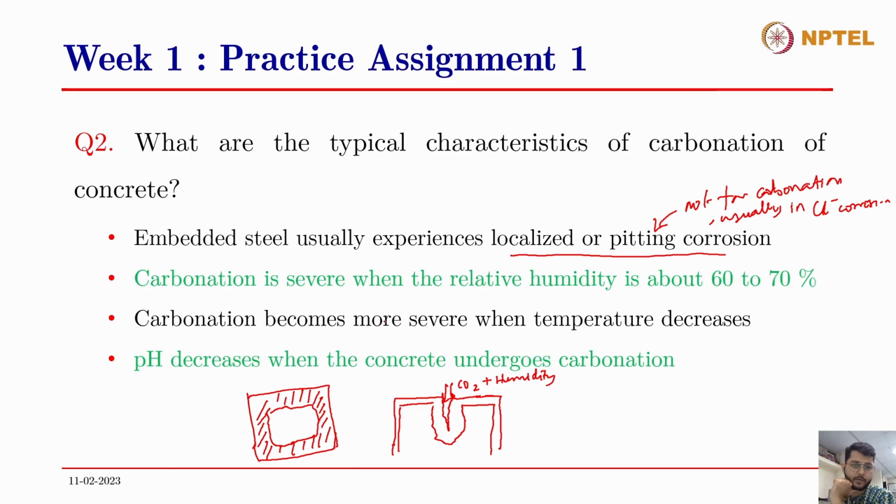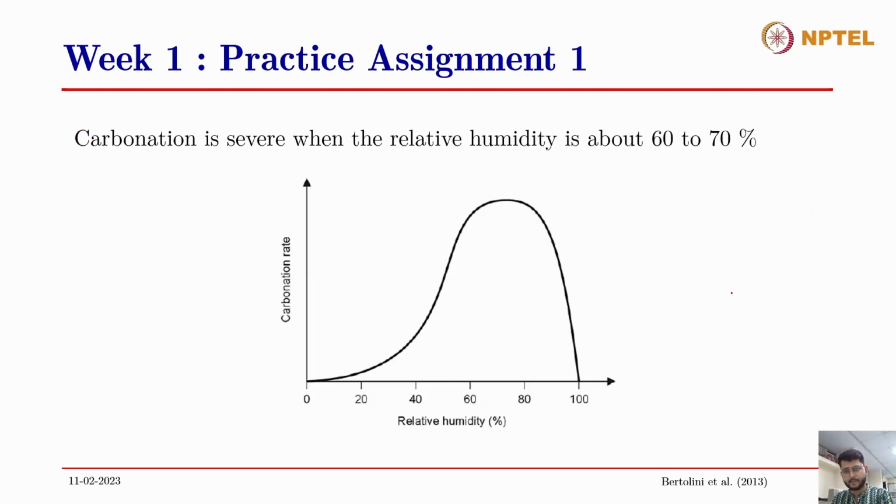The second statement, which is correct, is that carbonation is severe when the relative humidity is 60 to 70%. To explain this, I'll take the help of one of the charts given by Bertolini et al. in 2013. This is a good book for corrosion. You can see this graph represents the carbonation rate versus the relative humidity inside the concrete microstructure. And you can see that between 60 to 80%, the rate of carbonation is highest.